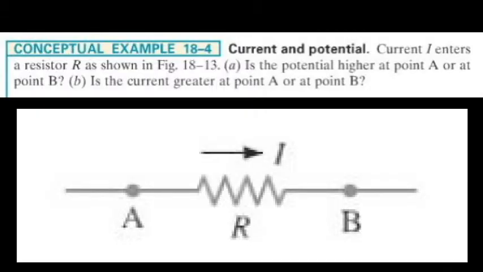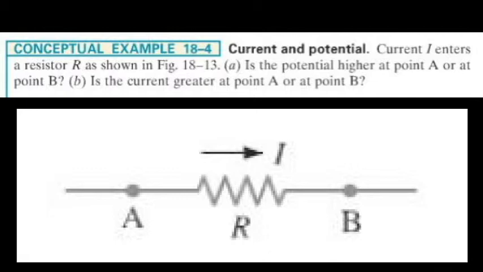And taking this into account, we're going to do a conceptual example 18.4. So current and potential. Current I enters a resistor R as shown in this figure. A, is the potential higher at point A or point B? And B, is the current greater at point A or point B?